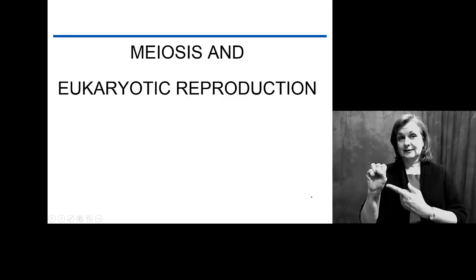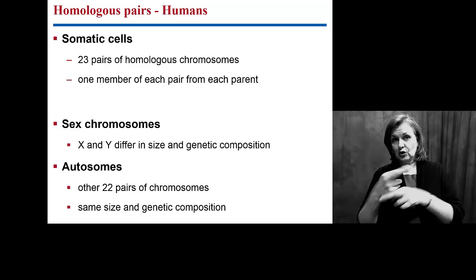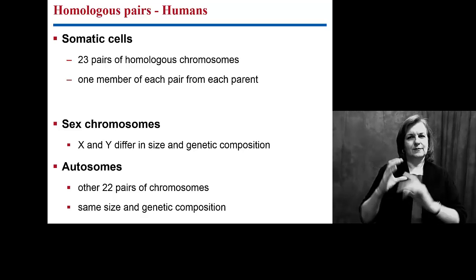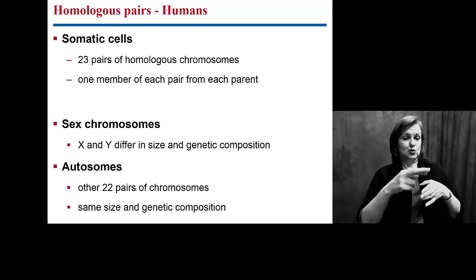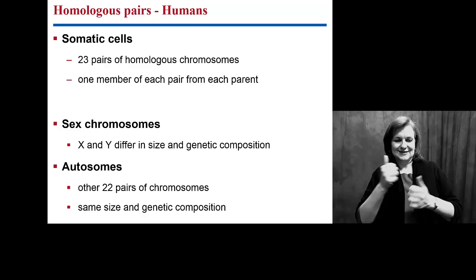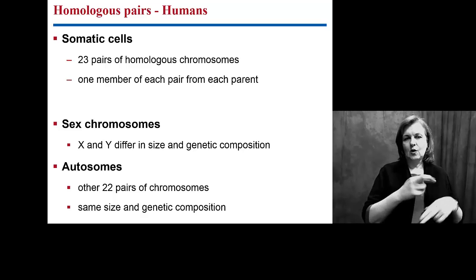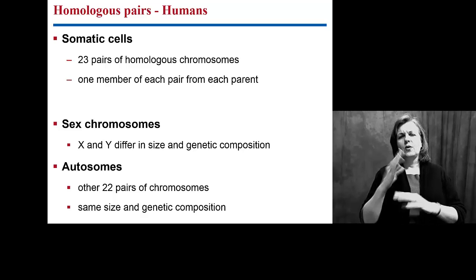Meiosis is the process of preparing gametes for reproduction. So while it is a type of cell division, we are actually going to focus on the production of a different type of cell, genetically different from the parent, so that each cell is prepared to either become an egg or a sperm. We've talked about homologous chromosomes before.